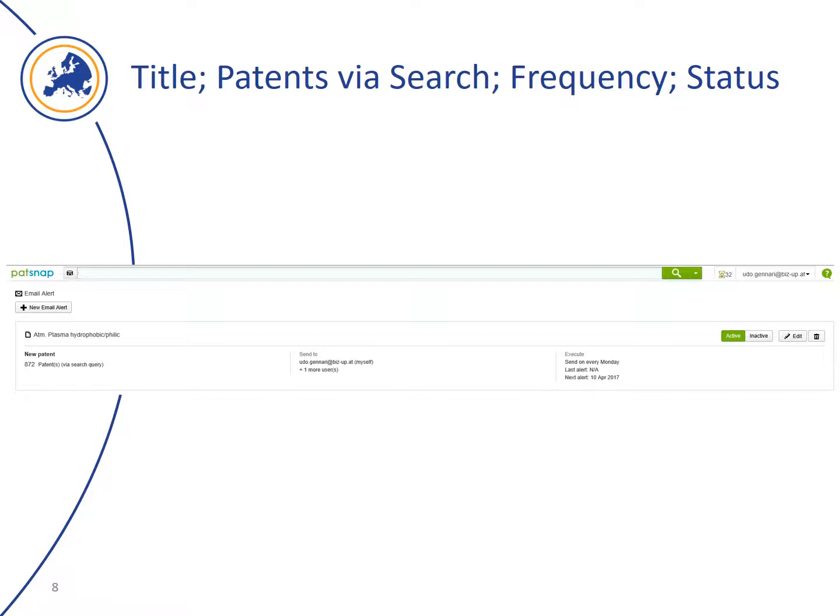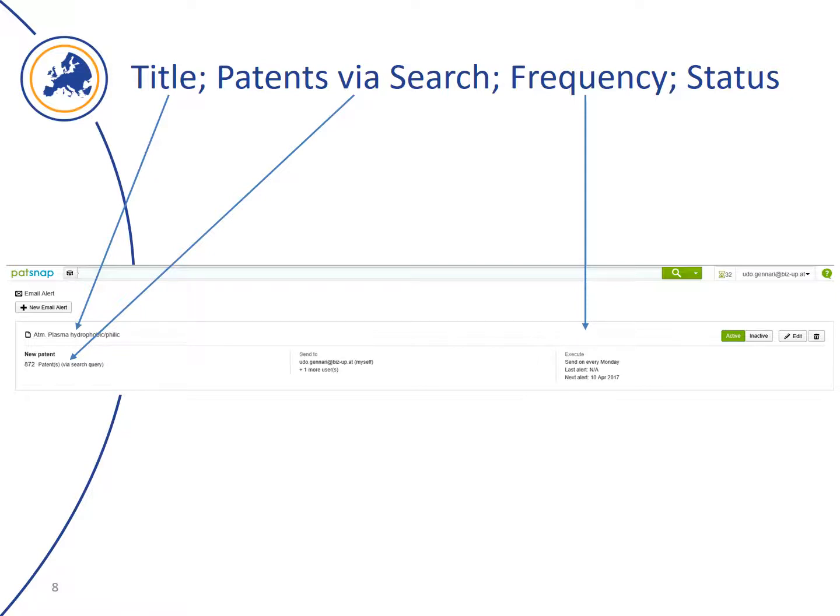And then you see the title. So this is a check of the email alert you have already set up. You can check here the title. You see how many patents in general are found by this search query. And you have the frequency given here, sent on every Monday, and as you see, this is already a bit ago, so next alert on April the 10th.